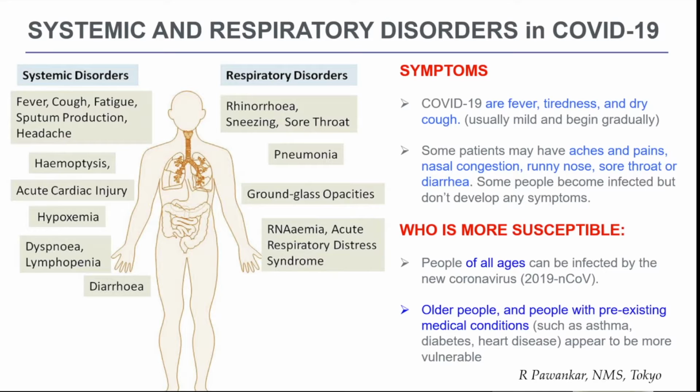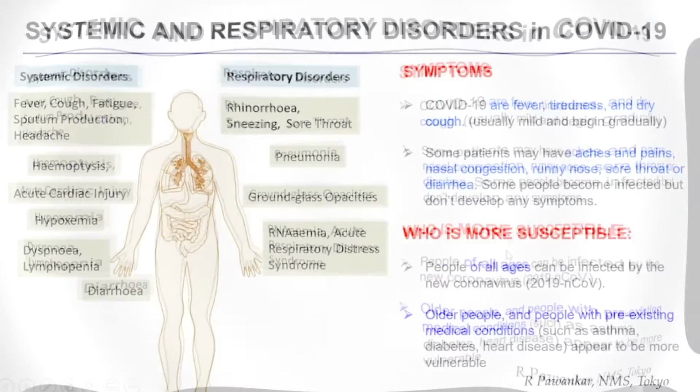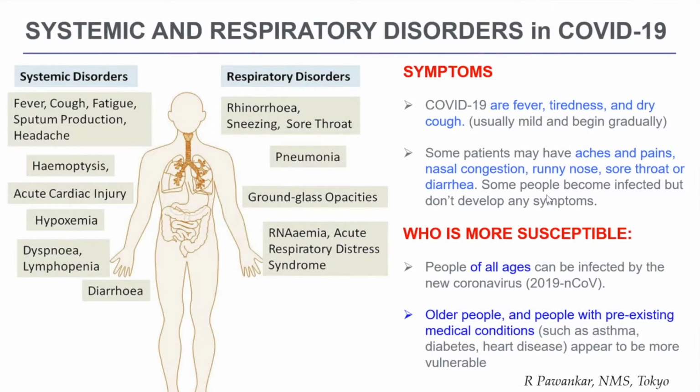I'd like to actually talk to you about what it does to the human body. So what does the SARS-CoV-2, or what happens in COVID-19? What are the symptoms that occur? Now, it's mainly a respiratory disorder, but it has many other systemic involvement. That means it affects different organs of the body. So we have systemic and respiratory disorders.